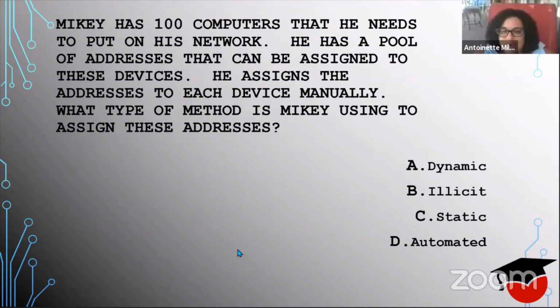All right, so Mikey's got 100 computers. He needs to put them all on his network. He has a pool of addresses that can be assigned to the devices, and he assigns the addresses to each device manually. I almost said the answer, so I had to slow down. All right, so what type of method is Mikey using to actually assign the addresses to the devices that he's getting on his network? All right, let's check this out.